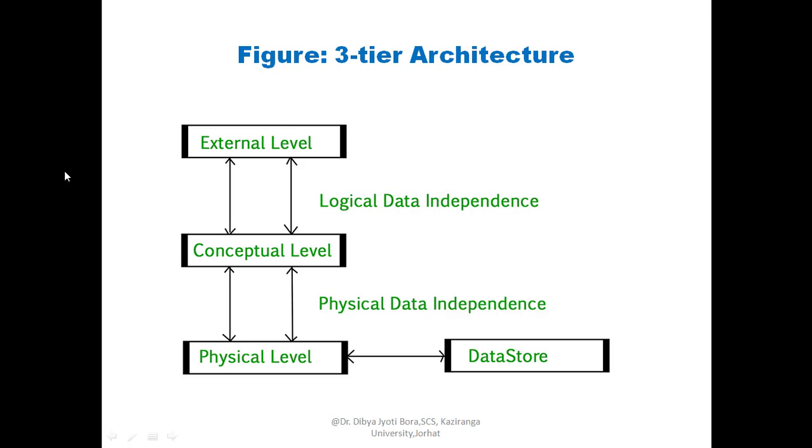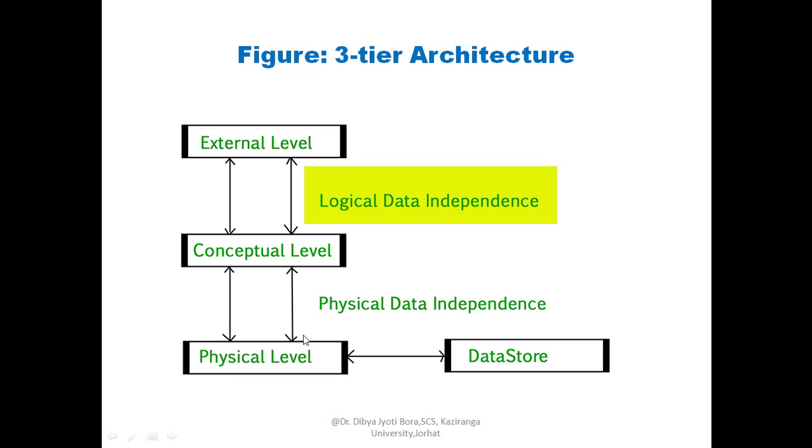Now, look at this figure. This figure is depicting three-tier architecture. So you'll see that this is the external level, this is the conceptual level, and this is the physical level. Okay, so three levels are there in three-tier architecture. Physical level deals with the data store. Between the physical level and the conceptual level, we have physical data independence. Between the conceptual level and the external level, we have logical data independence.